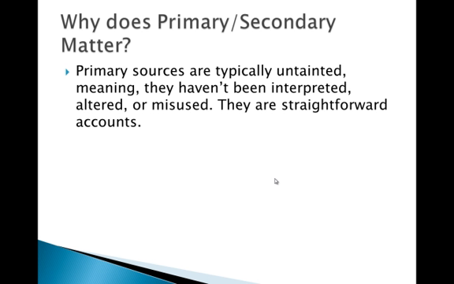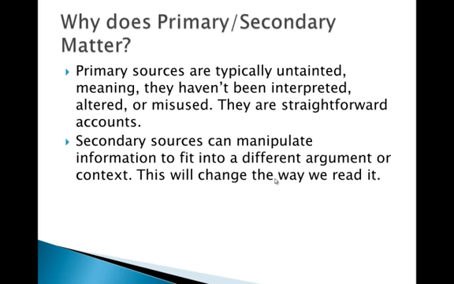Well, primary sources are typically untainted, meaning they haven't been interpreted, altered, or misused. They are straightforward accounts. Secondary sources can manipulate information to fit into a different argument or context. This will change the way we read it, so that's not what we want to do. So next, I'm going to show you guys how a couple of these search engines can get you started in finding information.